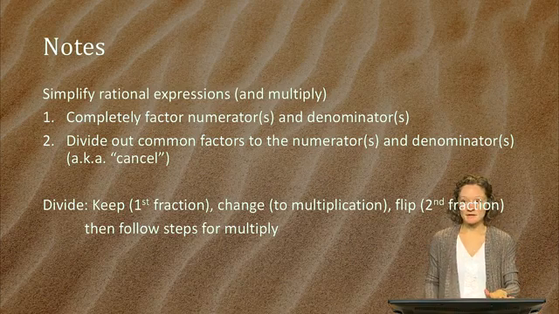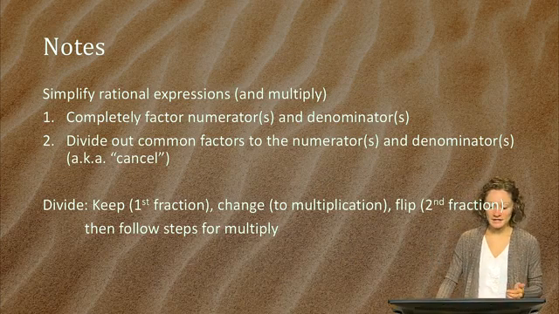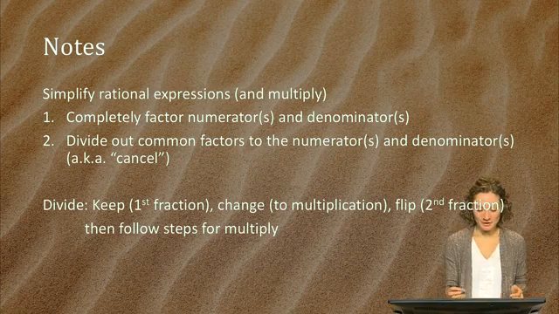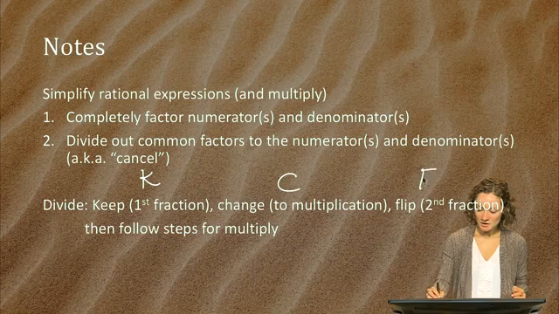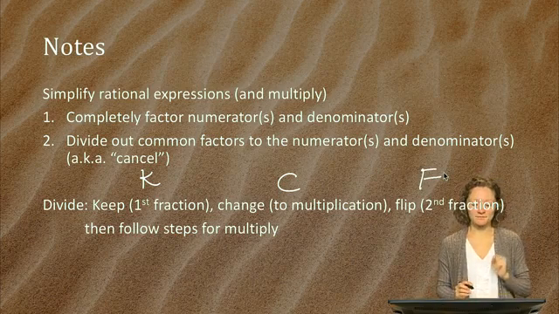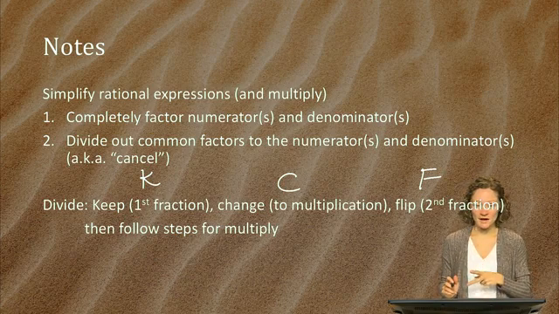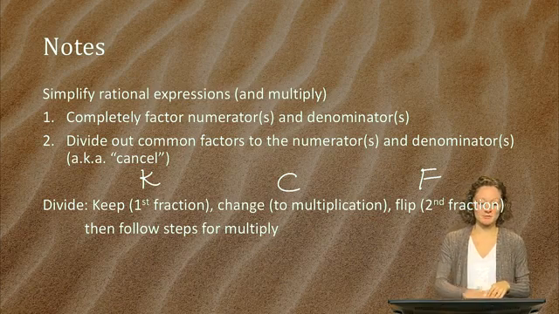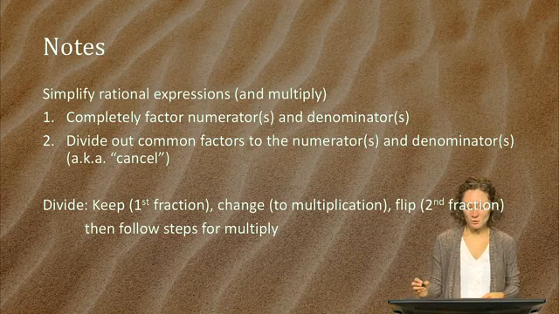And if we have a problem that asks us to divide, then we will first use the trick of keep, change, flip. You'll see it noted like this. We'll keep the first fraction the same, change the operation from division to multiplication, and then flip the second fraction upside down, and then we'll follow the steps for multiplying. If we use keep, change, flip, we change it to a multiply problem. And then we can factor and divide out common factors. The majority of our work in this section will be the factoring.